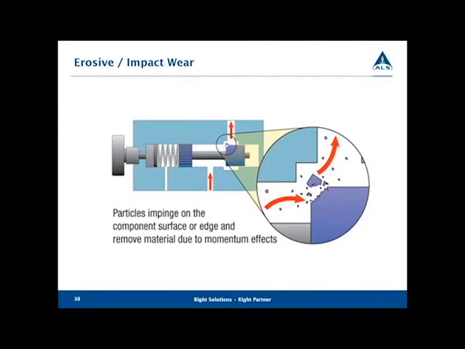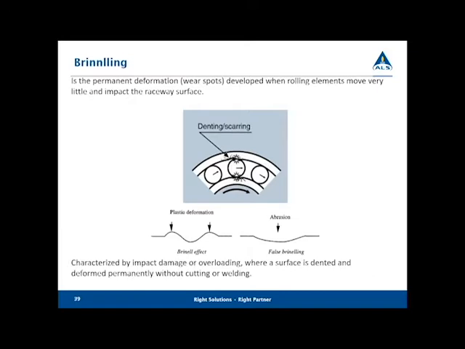Just blast away at it. And then Brinelling, or Brineling, depending upon what part of the world you're from. Here's where we actually have what's called a plastic deformation on the metal surface. It occurs on bearings. It bends the metal surface and sets up a host of problems. Obviously, we want to have the surfaces smooth, but when we have Brinelling and plastic deformation, it's not the case.